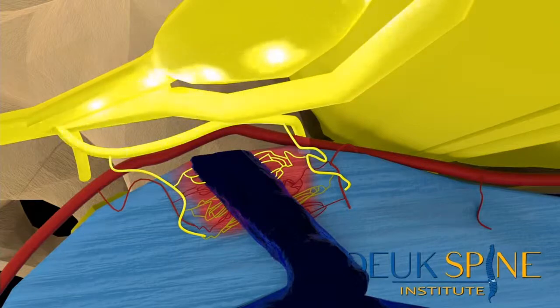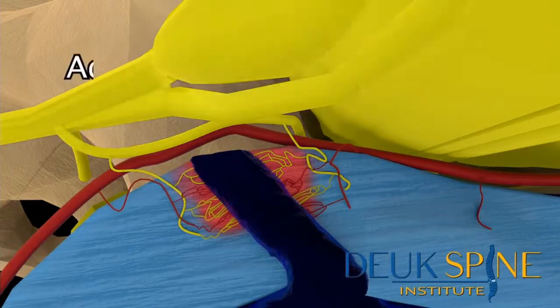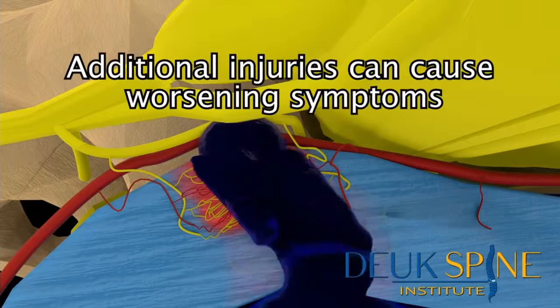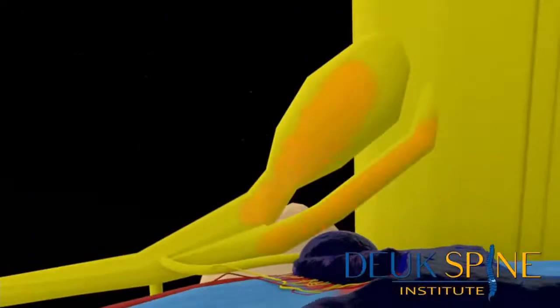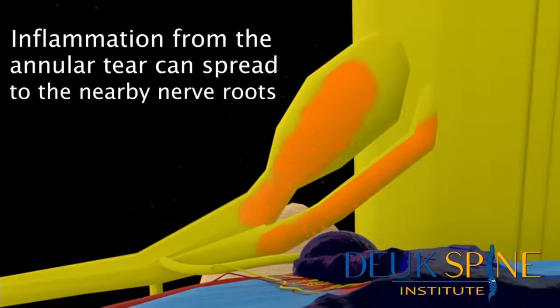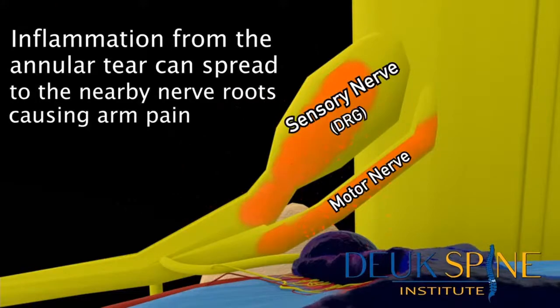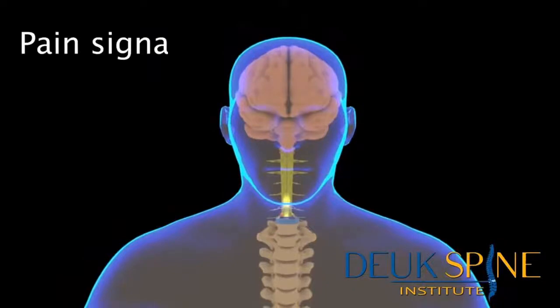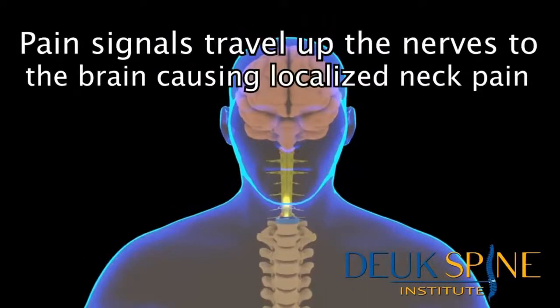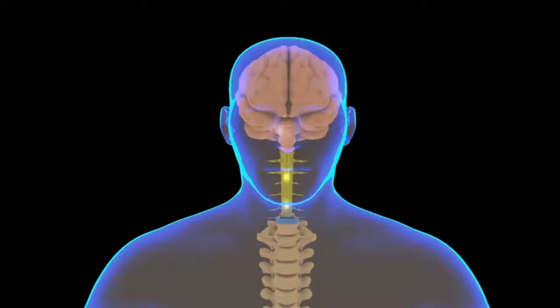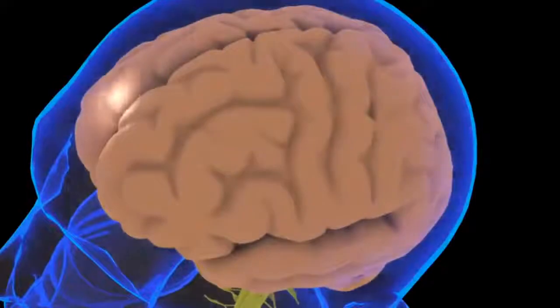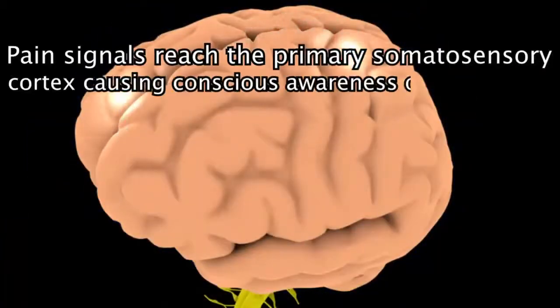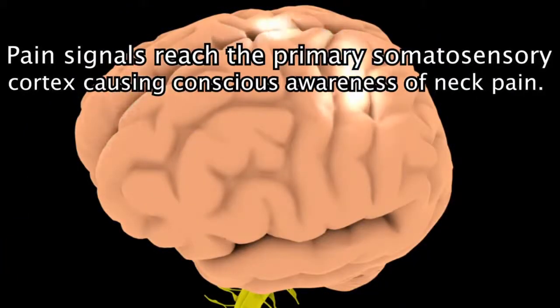Now, she's having a cervical RFA tomorrow. She has worsening facet syndrome as well in her neck, so we're going to help her with that. Inflammation from the annular tear can spread to the nearby nerve roots, causing arm pain. Pain signals travel up the nerves to the brain, causing localized neck pain. The irrigation is important. All right, pressure's good. Pain signals reach the primary somatosensory cortex, causing conscious awareness of neck pain.